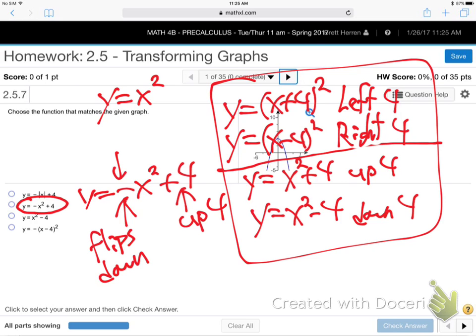Oh, and this minus sign, is that in there with X? No, it's not. So my point is that negative sign is a Y effector as well. That's why it flipped it down, had a Y, a vertical effect, didn't it? Make sense? We good?